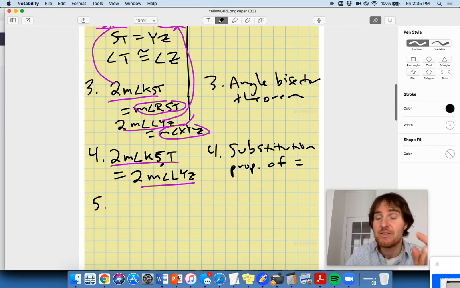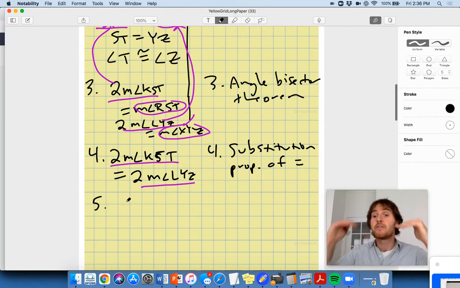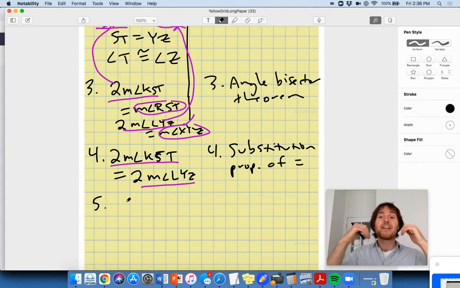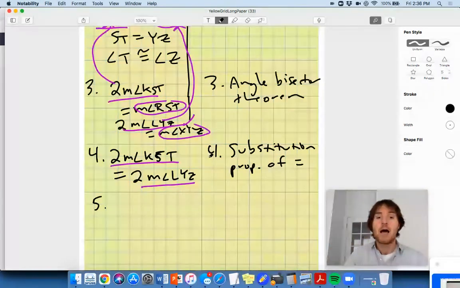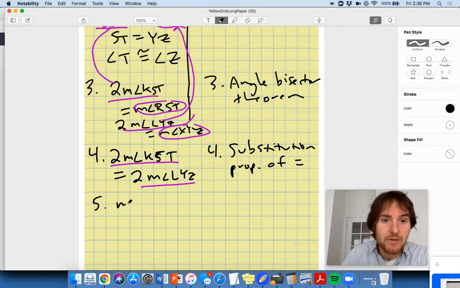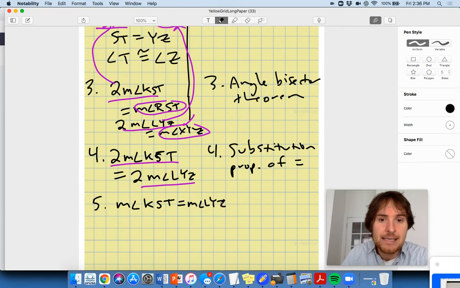I want to say that not just twice the angles, 2 times that angle equals 2 times that angle. I want to say just that one angle equals that other angle. And the way I can do this is by division. Division property of equality. Doing one thing to one side of the equation as you do to the other, that's called the division property of equality, which was in section 1.4. Okay, so we have here measure of angle KST equals measure of angle LYZ, and that's through the division POE, or division property of equality.